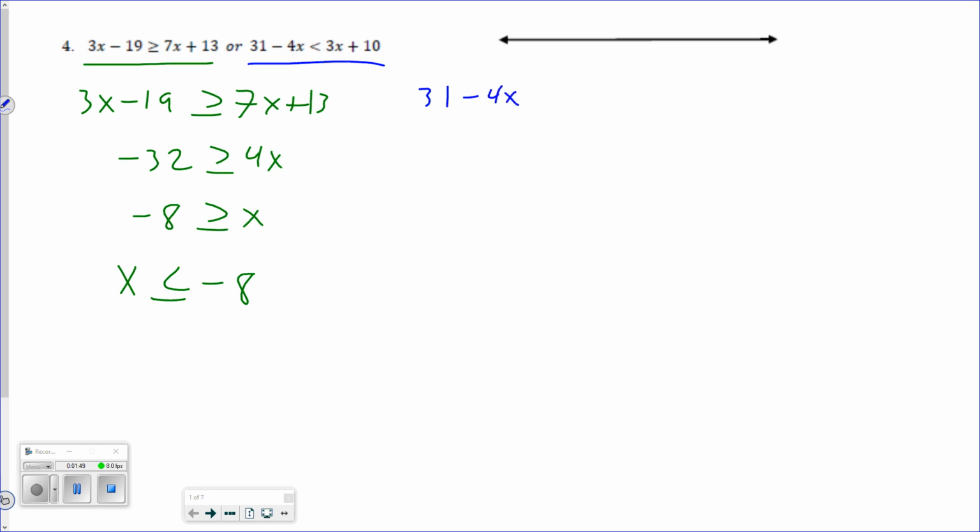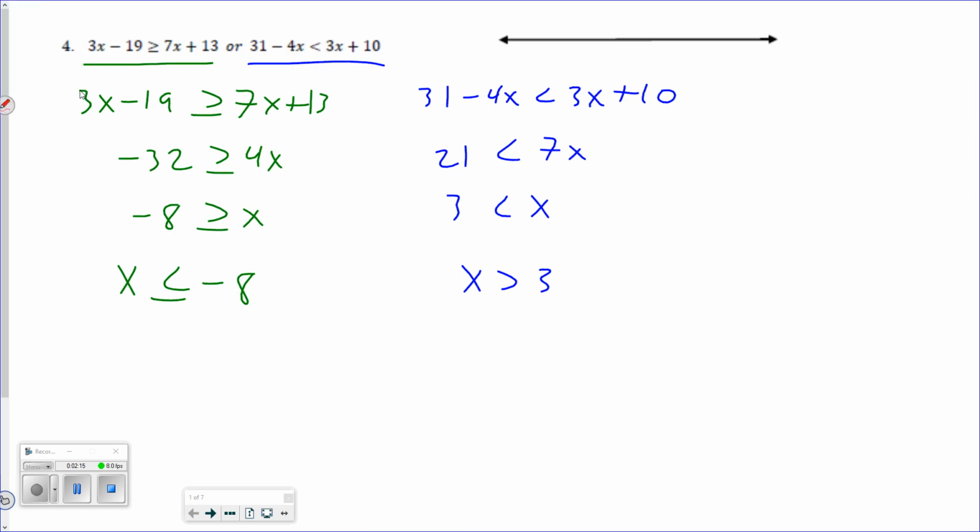Now let's solve the other inequality. 31 minus 4x is less than 3x plus 10. Same thing, add like terms. I'll subtract the 10 over to get 21, add the 4x over to get 7x. To get that 3 is less than x, we divide by 7, or just x is greater than 3. I'm just writing it in terms of x rather than the number. It doesn't really matter. Same thing.